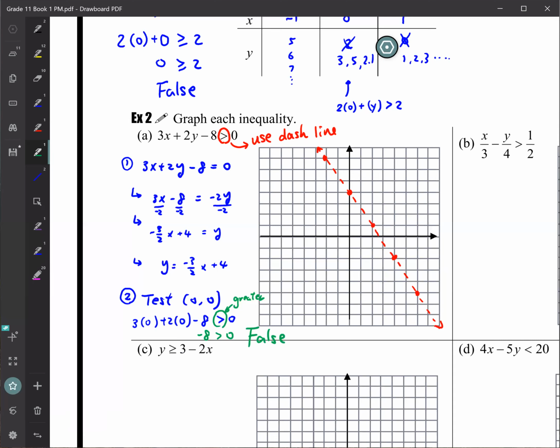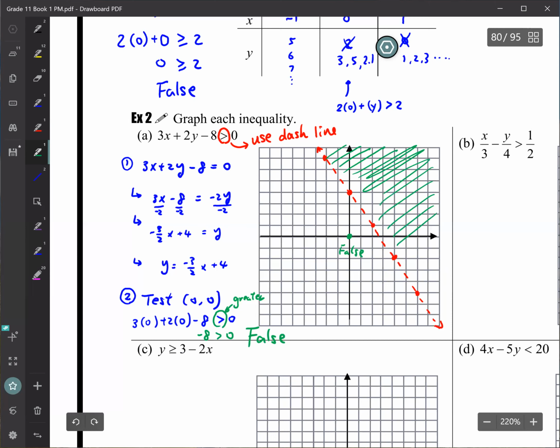So 0, 0 is the point that you test, and 0, 0 is right here. This point is false. But you need to shade the true side, so the other side is the true side. You do the shading over here. So your answer key for this one is the dashed line and the shading. Together, that is your full answer. So that's all, right?